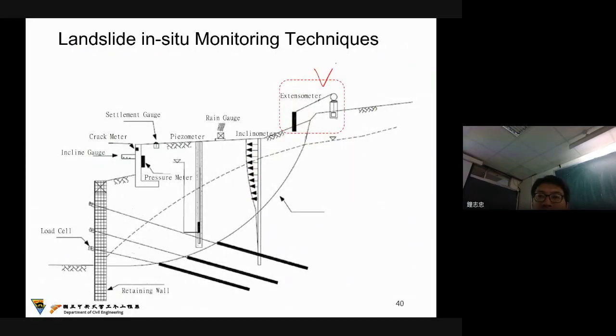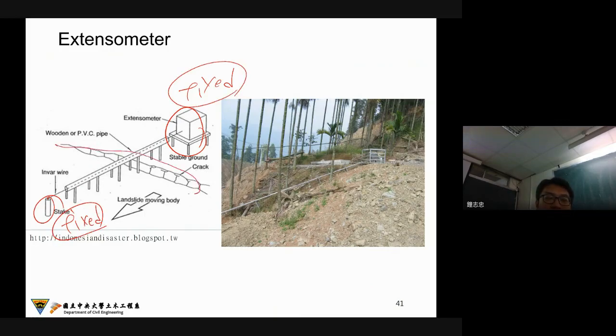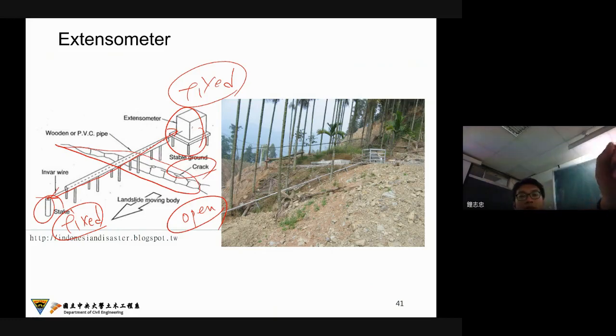And the next one I would like to show you is the extensometer. Very simple idea: a fixed end and a fixed end. And if you have a crack, inside we have an encoder. And this is the wire, the steel wire, that keeps the tension, and we may measure the crack opening. So we can measure the width of this. So this is the extensometer in the field.